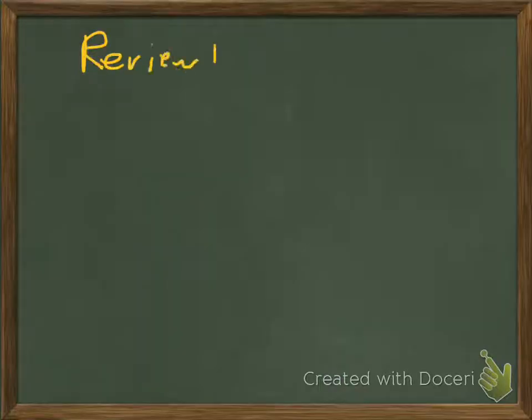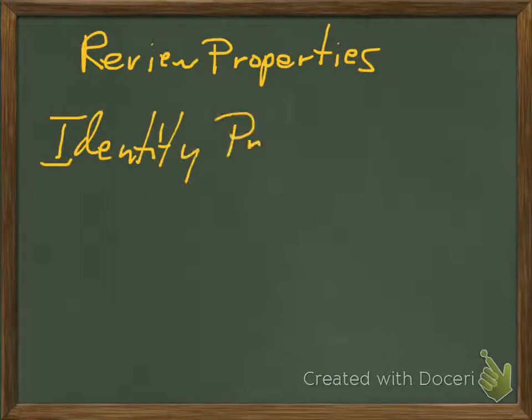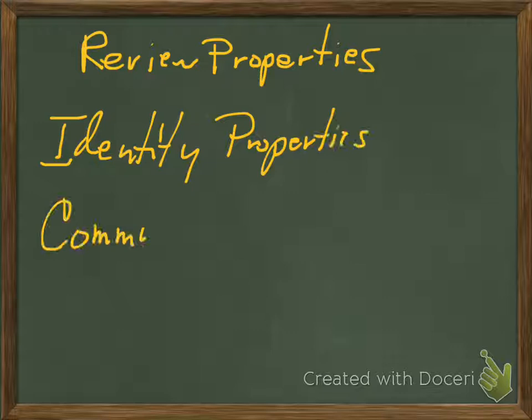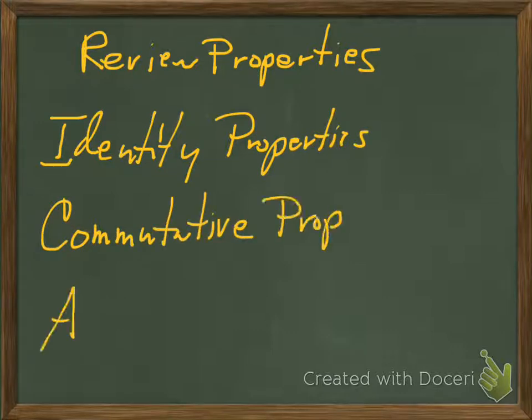So, very first thing we're going to do today is review some properties, okay? We have the identity property. Then there are two of them with commutative properties. I really should put an S there.